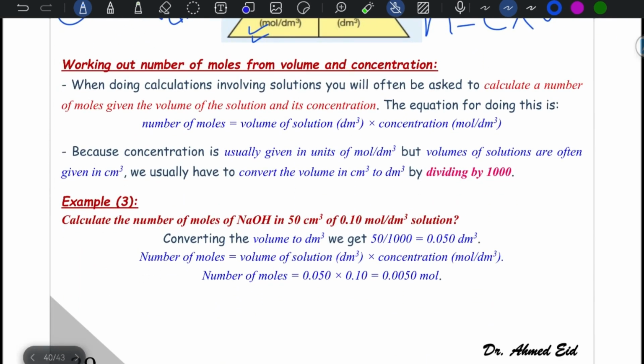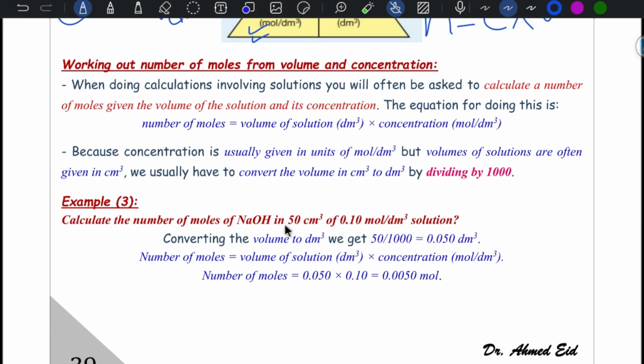Working out number of moles from volume and concentration. When doing calculations involving solutions, you will often be asked to calculate number of moles given the volume of solution and its concentration. As I told you, number of moles is equal to volume in cubic decimeter multiplied by concentration. We say it CV. Because concentration is usually given in unit mole per cubic decimeter, volume may be given in cubic centimeter. You have to convert in this case from cubic centimeter to cubic decimeter by dividing over 1000.